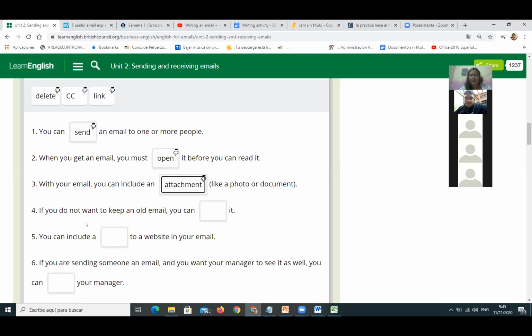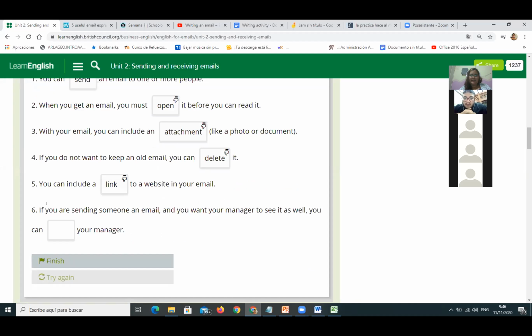Number four. What is number four? Francisco Castillo, can you help me to read the complete sentence? If you do not want to keep an email, you can delete it. Exactly. Delete it. Very good. Delete the email. Robert, number five. You can include a link to a website in your email. That's right.